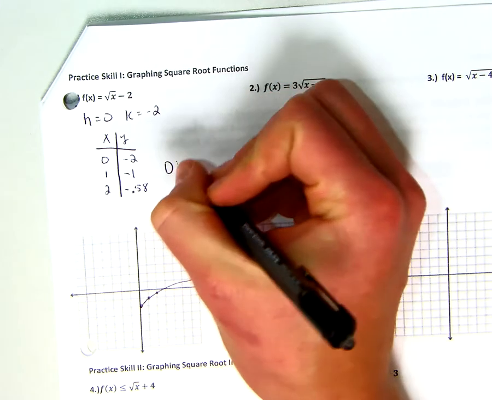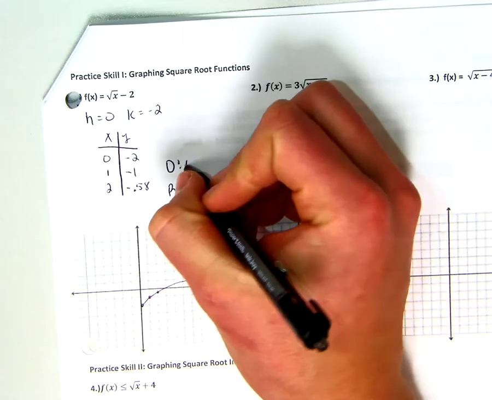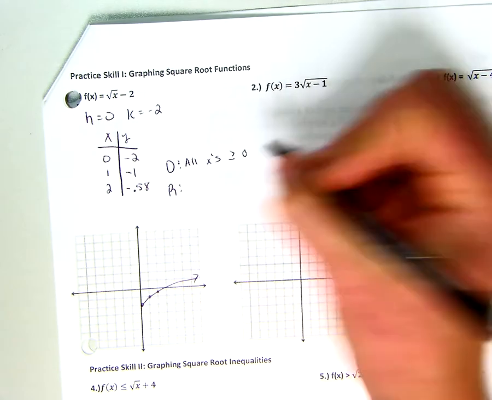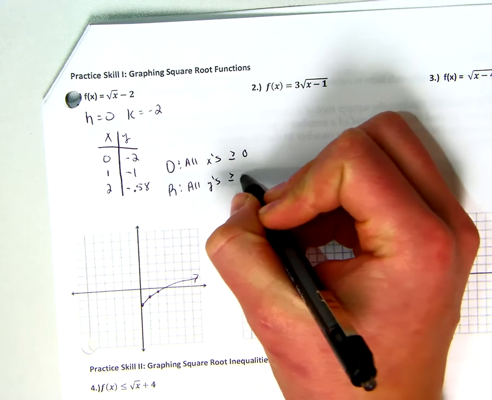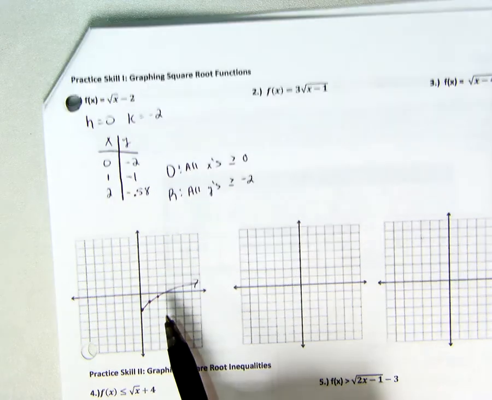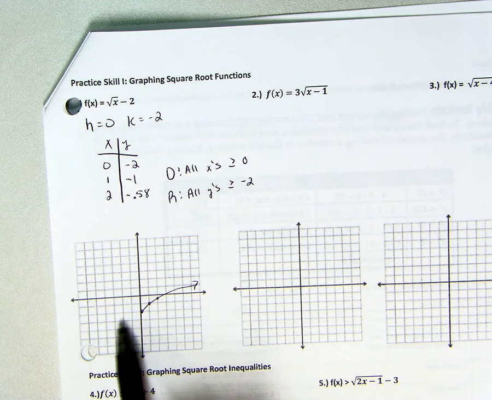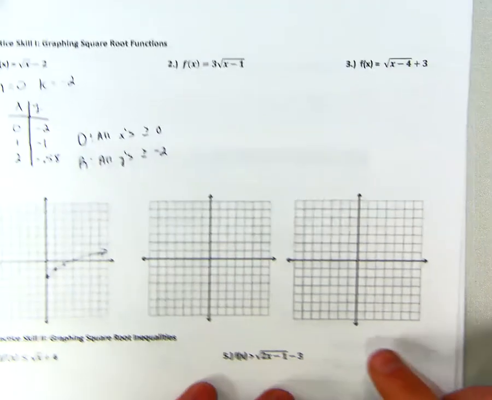Your last part is stating the domain and stating the range. Our domain is all x's greater than or equal to the h value, which is 0. And our range is all y's greater than or equal to negative 2. All the x's are over here that are going to be greater than 0. That's where our function is covering. And then all the y's that are greater than negative 2. There's nothing that's going to be down here below negative 2. Everything's above. All right, let's do another example.